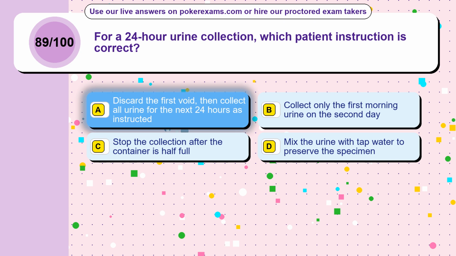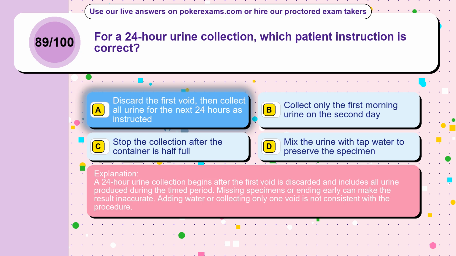Discard the first void, then collect all urine for the next 24 hours as instructed. A 24-hour urine collection begins after the first void is discarded and includes all urine produced during the timed period. Missing specimens or ending early can make the result inaccurate. Adding water or collecting only one void is not consistent with the procedure.